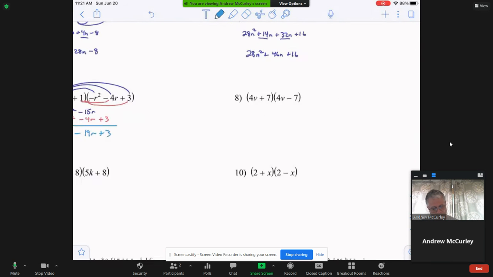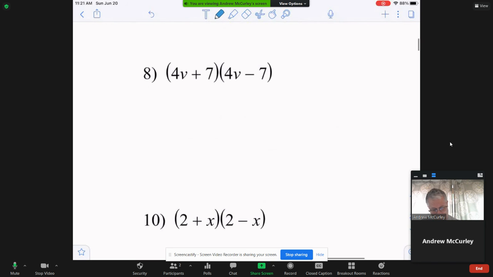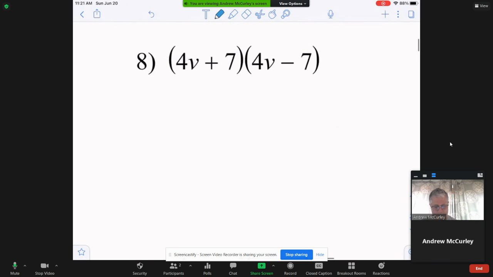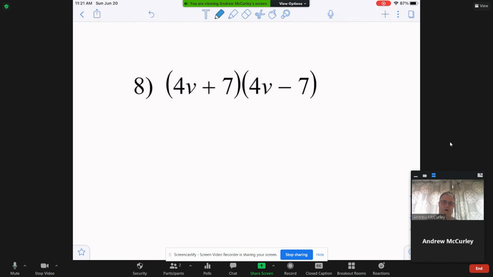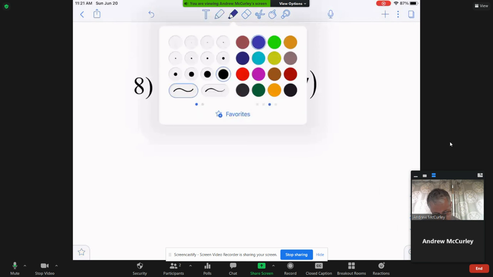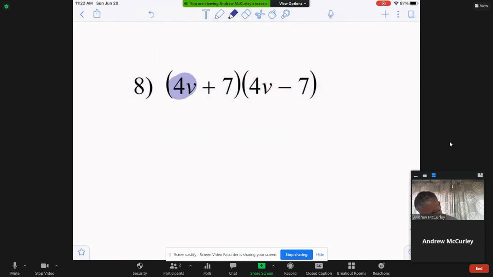All right, so the next 3 are kind of important. The next 3 are going to show us a pattern that we're going to use for a long time. We would call this the word conjugates. Okay, these are conjugates of each other. And what I mean by a conjugate is that these two have the same first term, have the same second term, and then one's a positive and one's a negative.